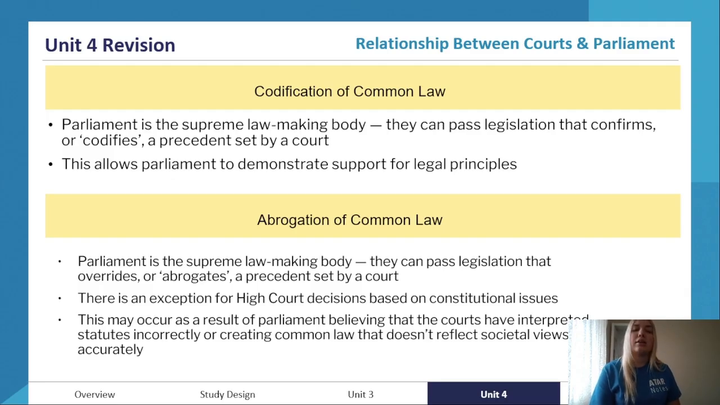However, Parliament has an added role. They can decide if they want to codify or abrogate common law. So they can pass legislation that confirms or codifies a precedent set by a court, demonstrating support for legal principles. When they agree with a common law principle, they may update an act to reflect this and actually put it in the law, so that there is no doubt that that's what they want. They do agree with it, but they may also disagree with common law principles and abrogate them, get rid of them by legislating them away. Again, updating acts.